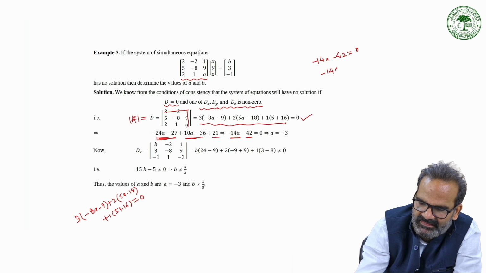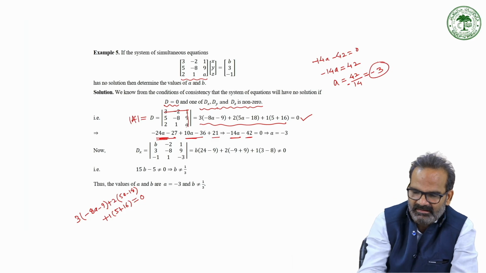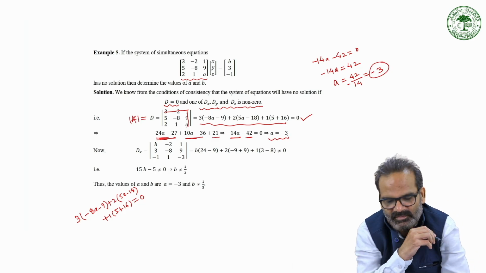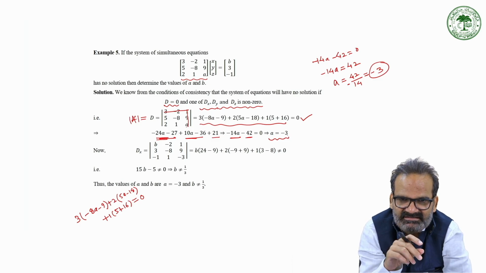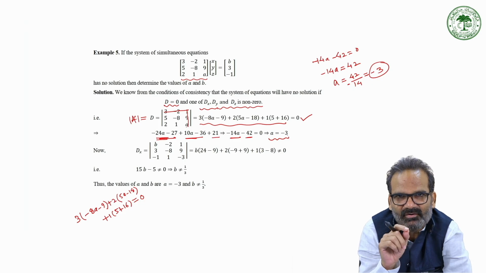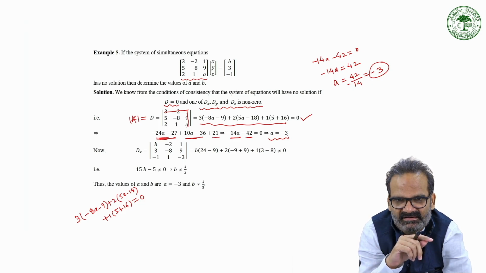So minus 14a will be equal to 42. So a is equal to 42 upon minus 14. This is a equals minus 3. So the value of a is coming out to be minus 3. So condition 1 is there, the determinant of the matrix D must be 0, and the second condition is what? Any one of the 3 determinants dx, dy, dz must be non-zero.